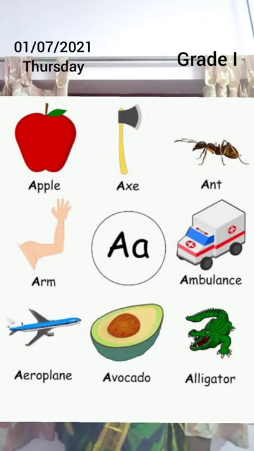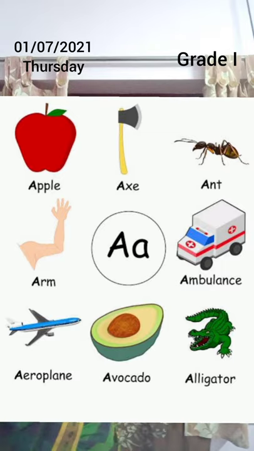A-P-P-L-E. Apple. Next one is axe. A-X-E. Axe. Then ant. A-N-T. Ant. The fourth one is arm. A-R-M. Arm. The next one is ambulance. The next one is aeroplane. A-E-R-O-P-L-A-N-E. Aeroplane. The next one is avocado.